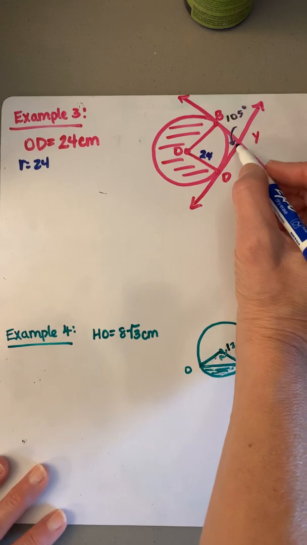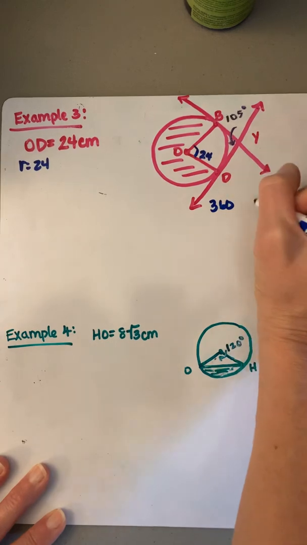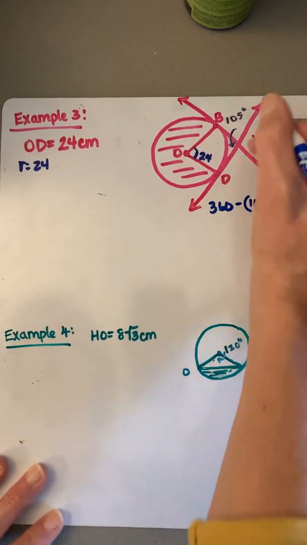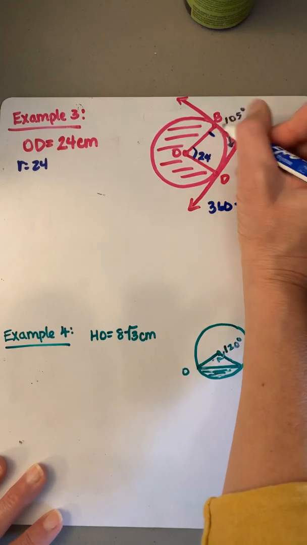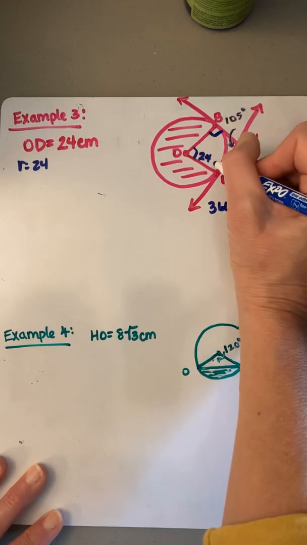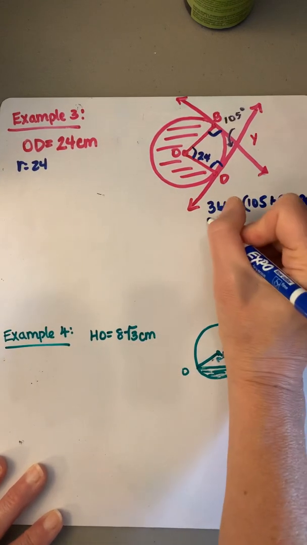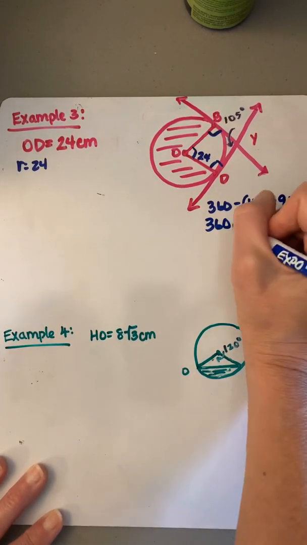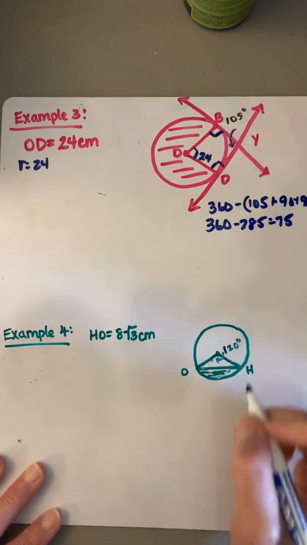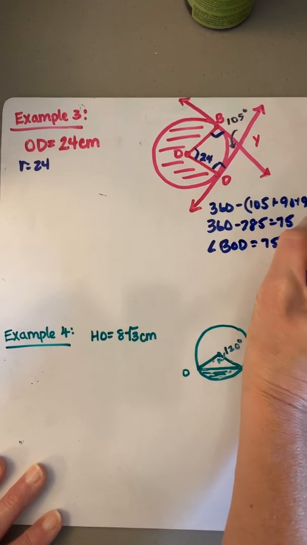So the first thing I want to do is figure out what's this angle over here. So I'm going to do 360 minus 105 plus, and now I know angle OBY is 90 degrees and ODY is 90 degrees. So if I add all of those up, I get 360 minus 285, which then gives me 75. So angle BOD equals 75 degrees.